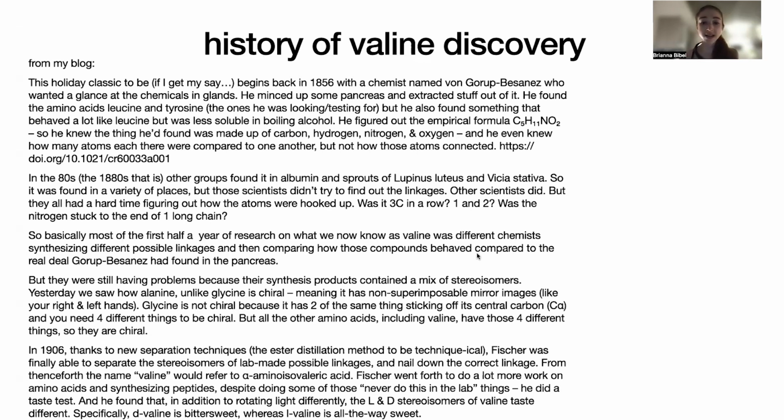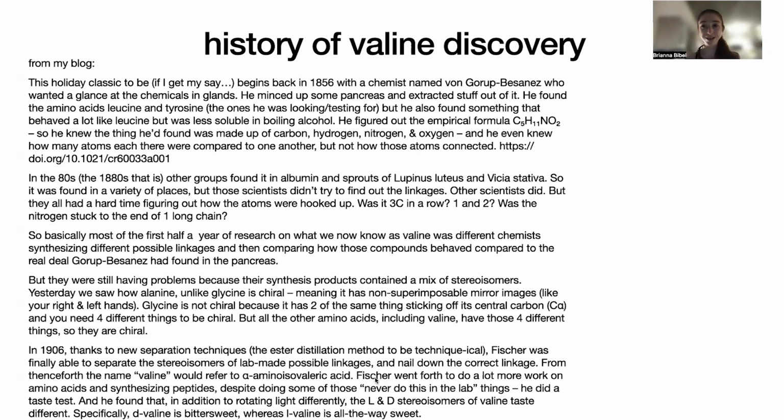But then techniques got better. Fisher was able to then separate those stereoisomers, separate those different versions that they had made in the lab, and nail down the correct linkage. And valine was therefore thenceforth referred to as alpha amino isovaleric acid, where the name valine comes from the valeric acid. And yeah, so Fisher did a lot of characterizing it, including tasting it.